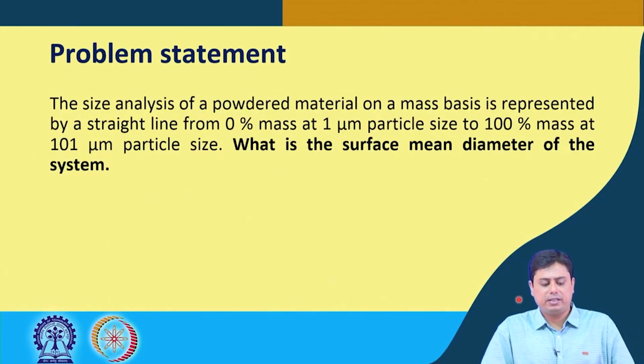This problem statement says the size analysis of a powdered material on a mass basis is represented by a straight line from 0% mass at 1 micron particle size to 100% mass at 101 micron particle size. So what is the surface mean diameter of the system?